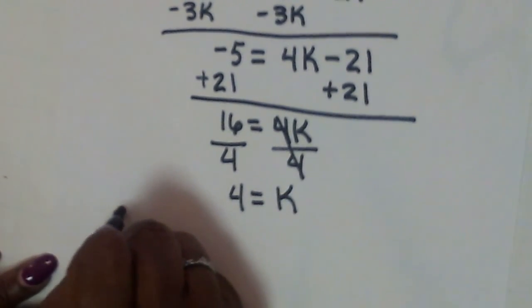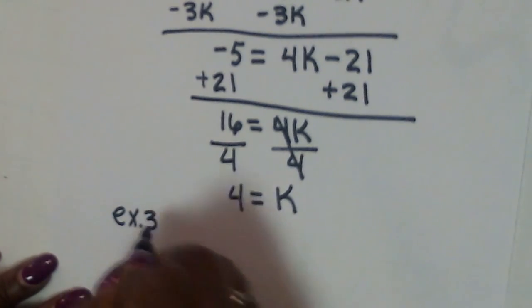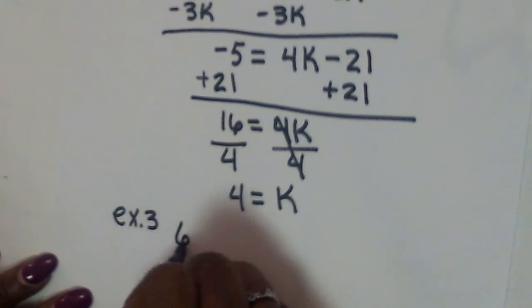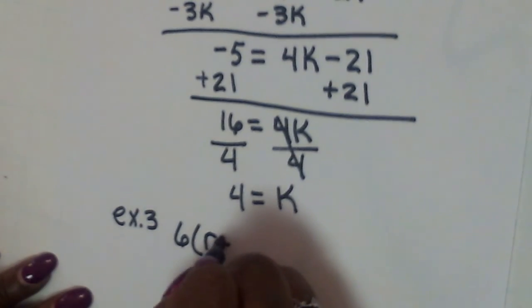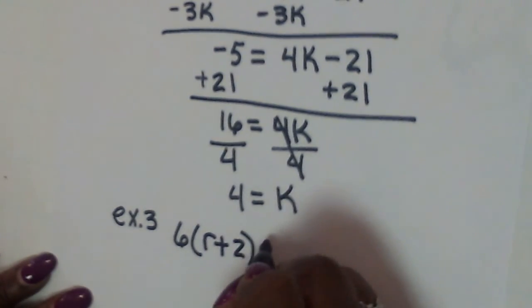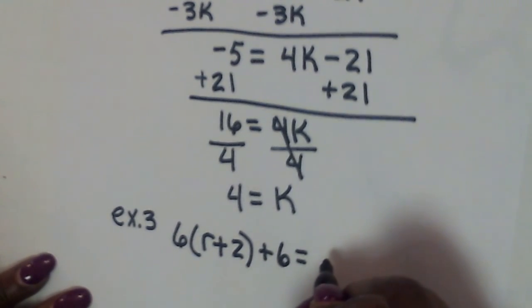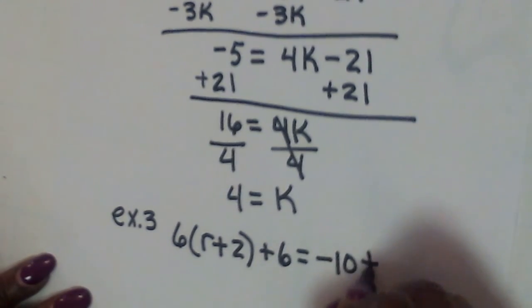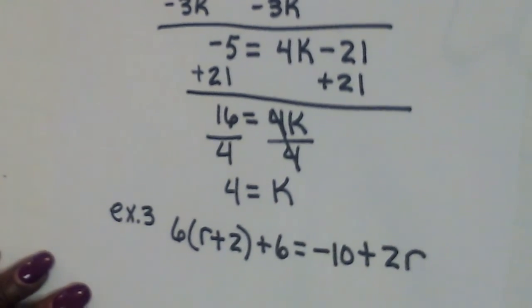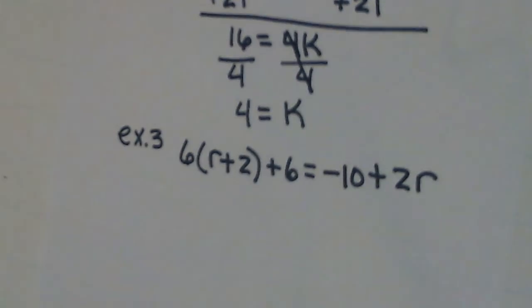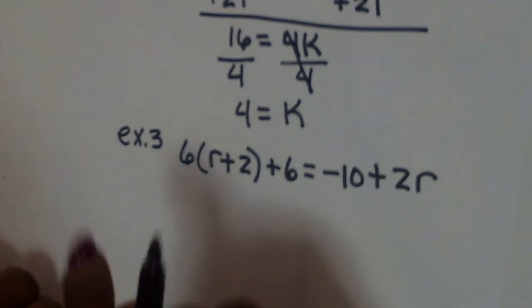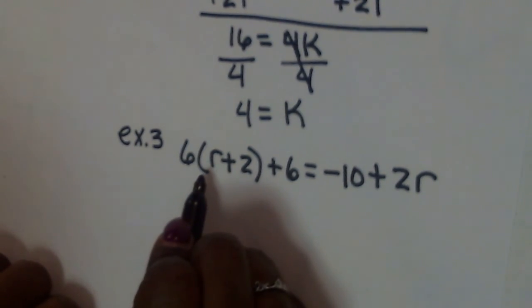Example 3. Example 3, I have 6 times the quantity of r plus 2 plus 6 equals negative 10 plus 2r. Wow, that's long. But you know how to do all of the steps. We'll be doing the multiplicative inverse and the additive inverse. And what's new here is we have parentheses.